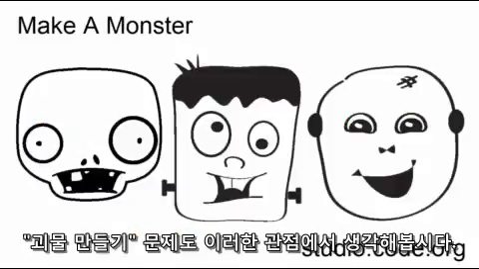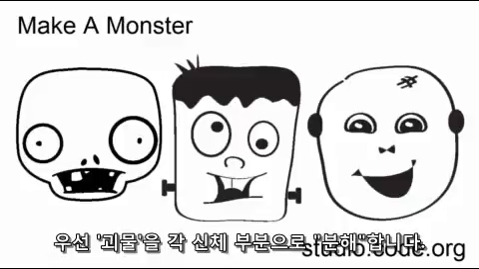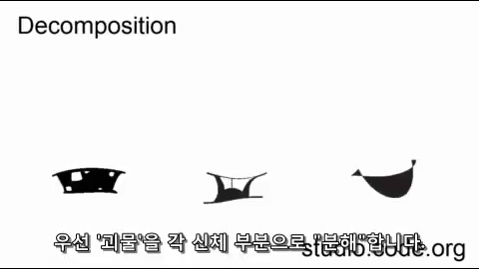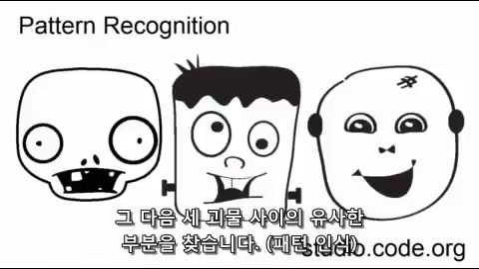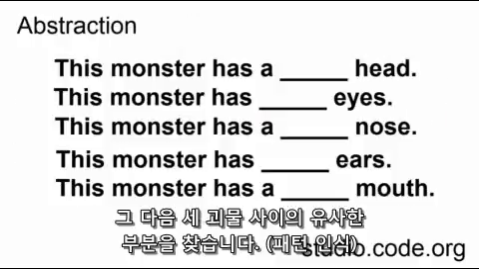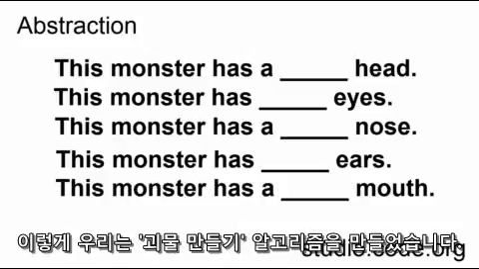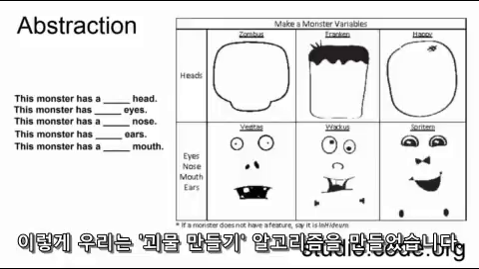Let's return to and review the Make a Monster example. We first decomposed the monsters into parts: eyes, nose, mouth, etc., and then found similarities between the features of the three monsters. We then used abstraction to replace the specific types of body parts with blanks so that any type of feature could be inserted. We have now created a recipe to use for our algorithm.